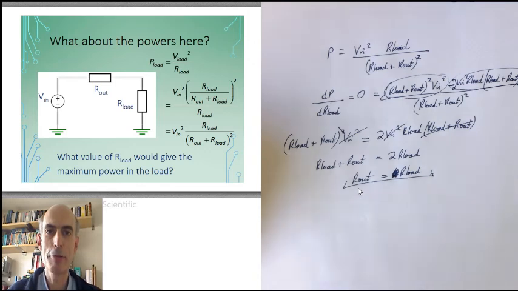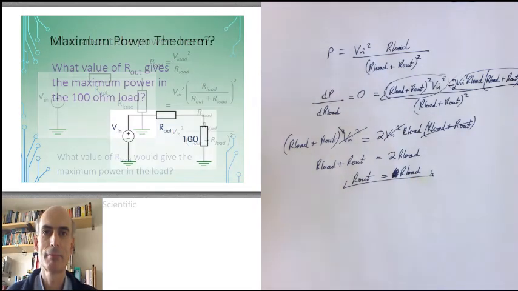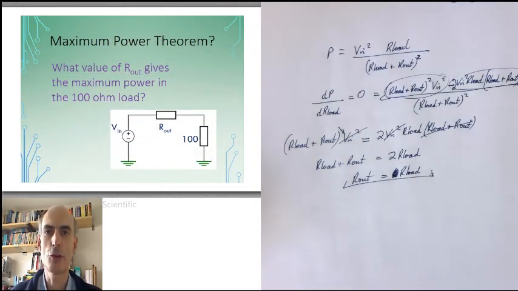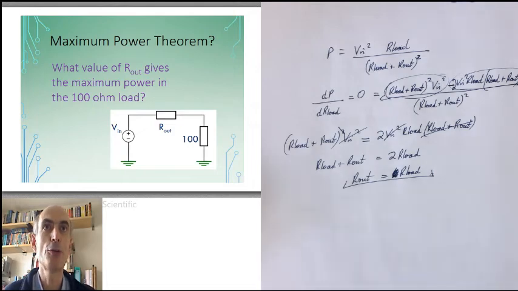There is a bit of a trap for the unwary in the maximum power theorem, however, and I'll just warn you about it before we leave the topic. And that is, supposing you were asked this. What value of R out should you choose in order to get the maximum amount of power into the 100 ohm load? And if you don't think about it too carefully, you might remember the maximum power theorem, that R out equals R load, and answer that you should choose a value of R out of 100 ohms. And you'd be wrong, because that's not what the maximum power theorem says.